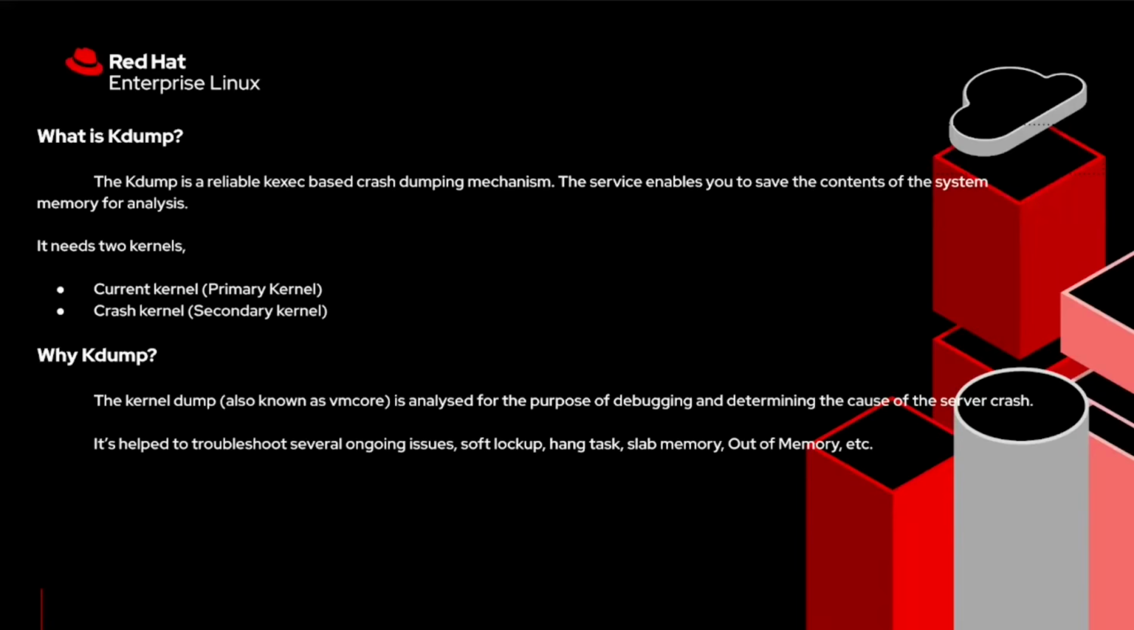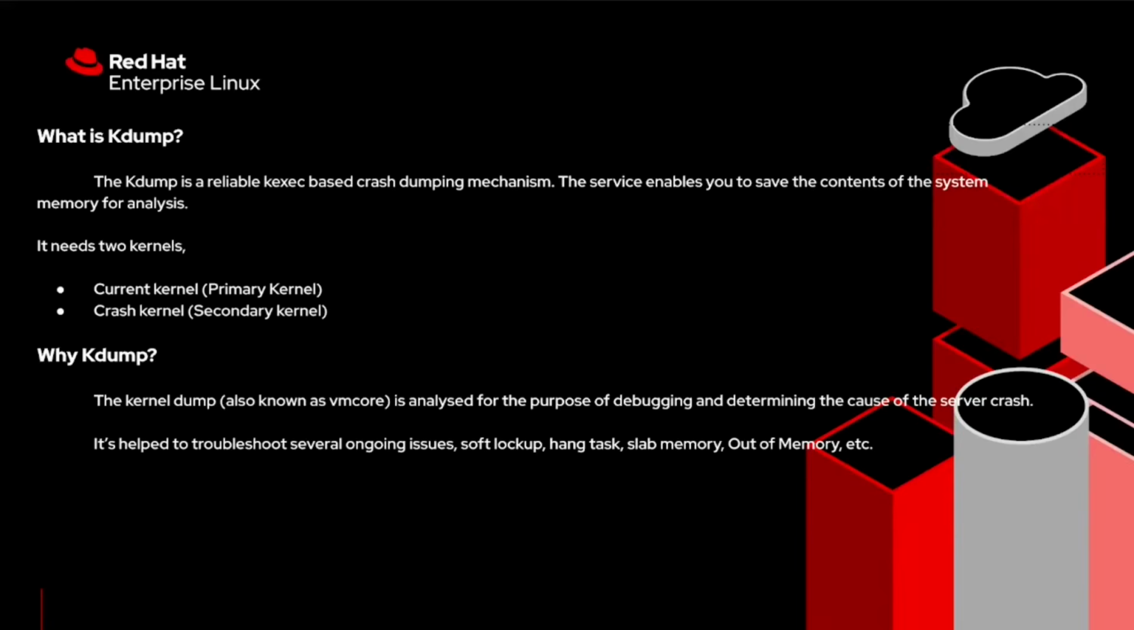What is Kdump? Kdump is a reliable crash dumping mechanism based on kexec. This service allows you to save the contents of your system's memory for the post-crash analysis. Kdump requires two kernels, the current kernel, also called a primary kernel, and a crash kernel, also called a secondary kernel.